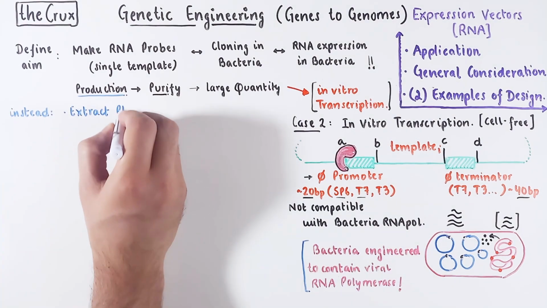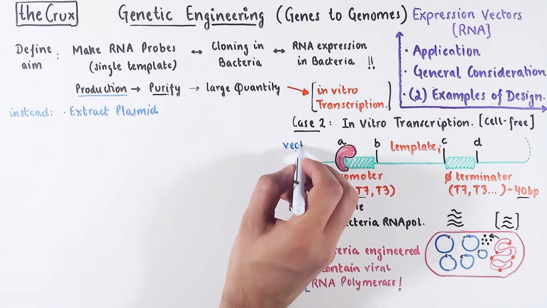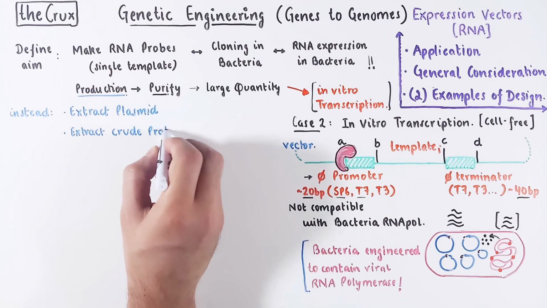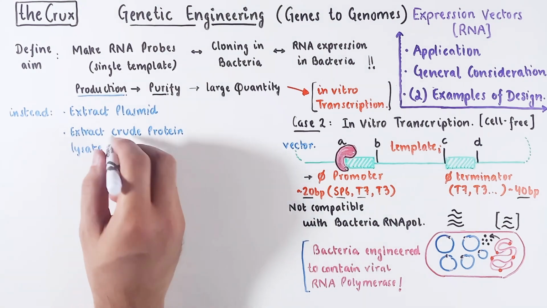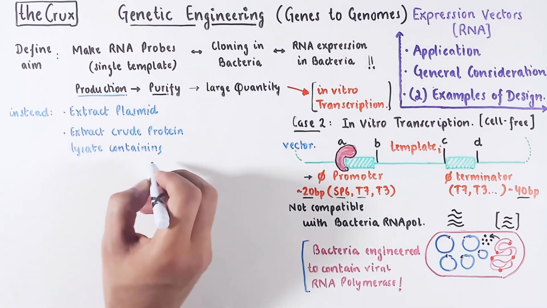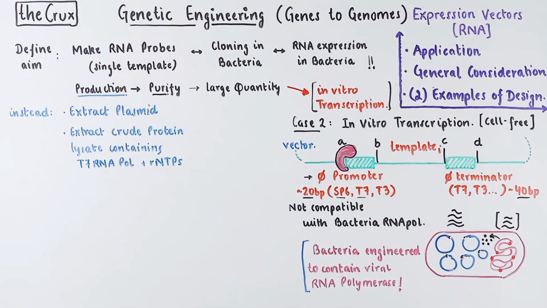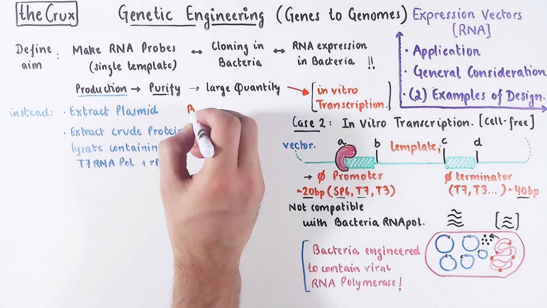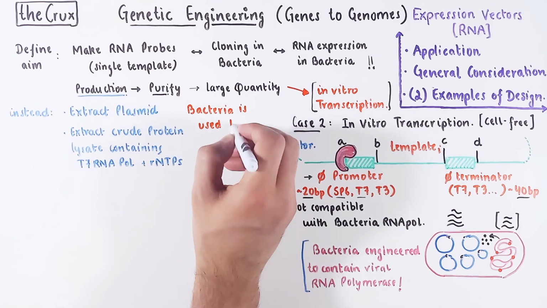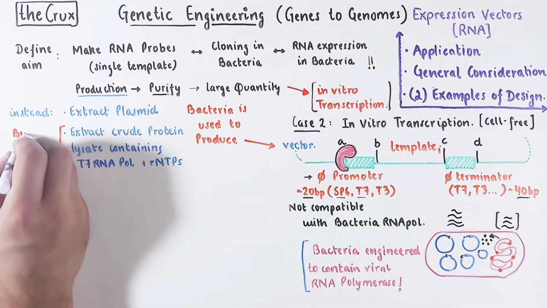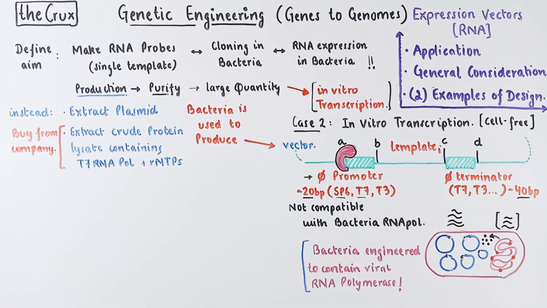The solution to the problem is that you extract plasmid from the bacteria, typically one that does not express viral polymerase. Second, you extract crude protein lysate from a bacteria that expresses a viral RNA polymerase, and you add some RNTPs if necessary. So the bacteria is simply used to mass produce the vector. By the way, companies sell these things as ready-to-use enzyme mixes as well.